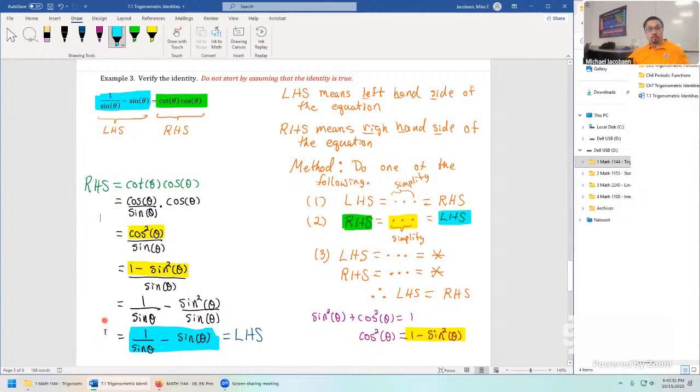Because all of these are linked up with equalities, we have shown by the transitivity of equality that in fact 1 over sine theta minus sine theta is cotangent theta times cosine theta. At this stage, our work is complete right at that step. Well, any questions at all, folks, getting through to this stage?